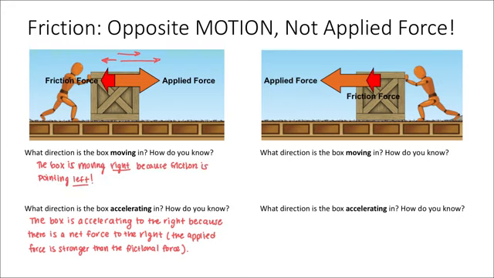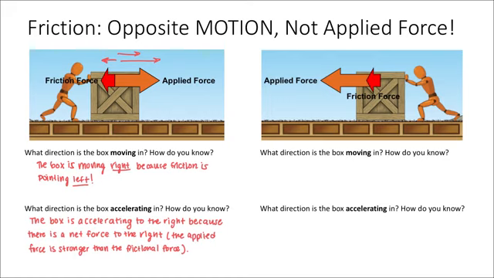So in this case, the applied force and the frictional force happen to be in opposite directions because we're pushing it in the direction that it's traveling in. But again, this is not always the case. For example, let's take a look at the second picture. I have a box that's being pushed to the left, but I also have a frictional force to the left.